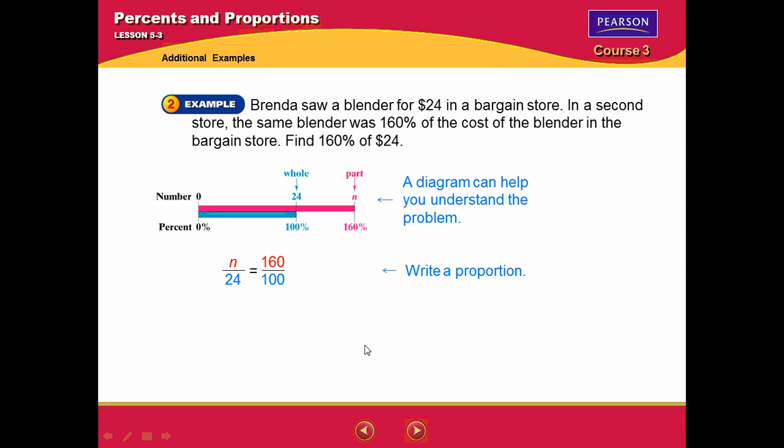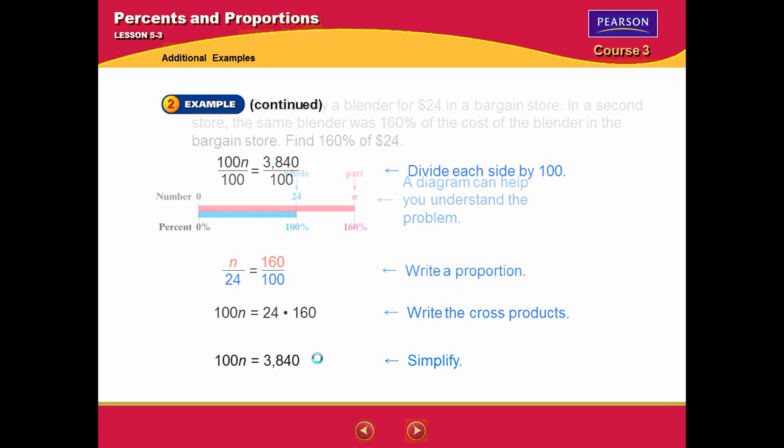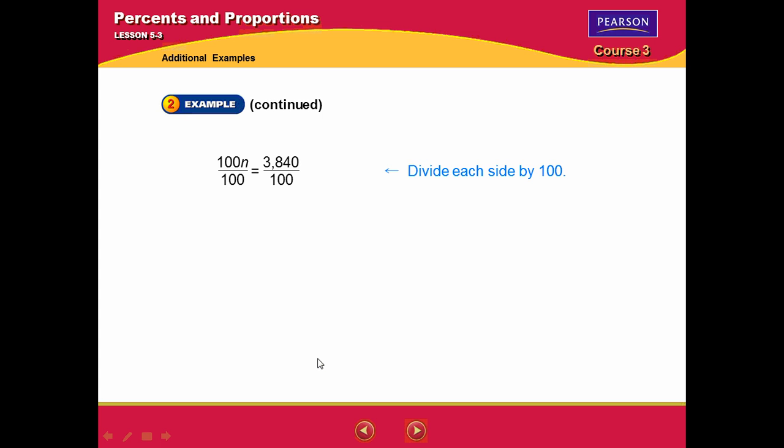So you're going to set up your proportion, part over the whole, 160 over 100. Cross products, cross multiply, simplify, and then we're going to divide each side by 100. So N is going to equal $38.40.